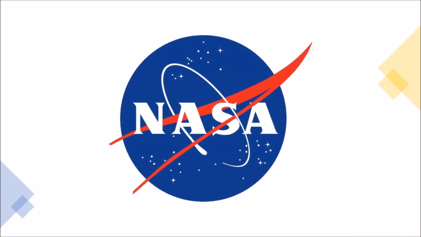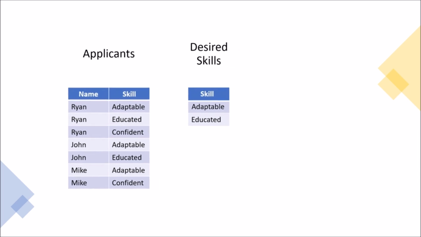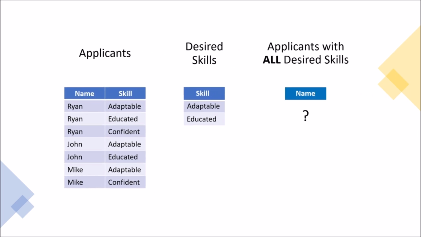Let's suppose NASA receives and reads your application, storing your information into their database. This database consists of two tables. First, the applicant table, which contains the names of each applicant paired with the skills listed on their resume. The second table lists the skills NASA desires from applicants. NASA wants to find applicants who have all of the desired skills.